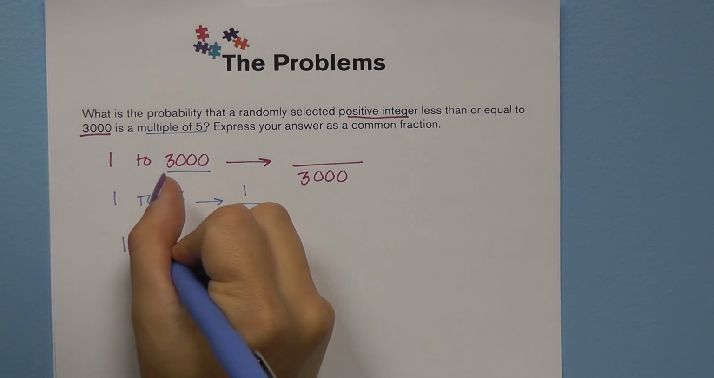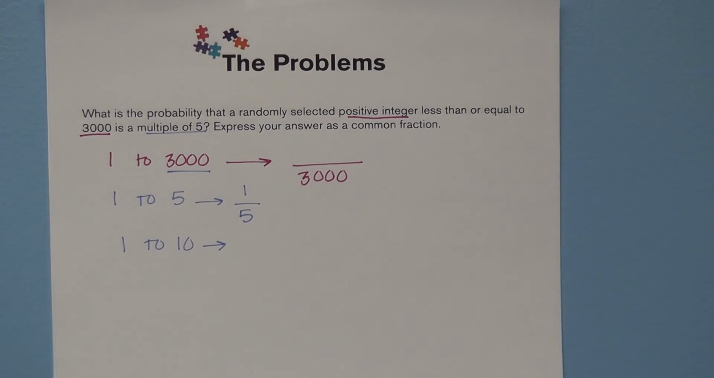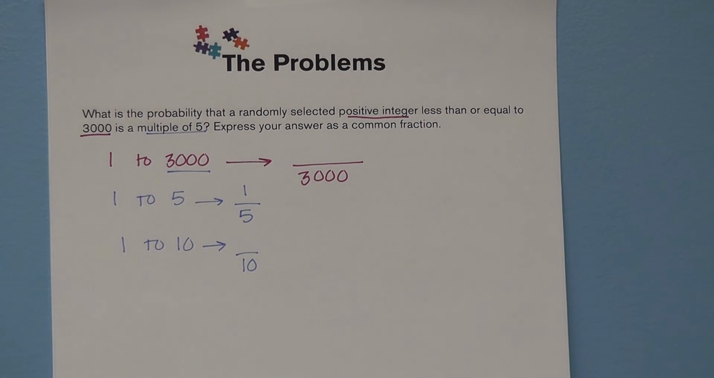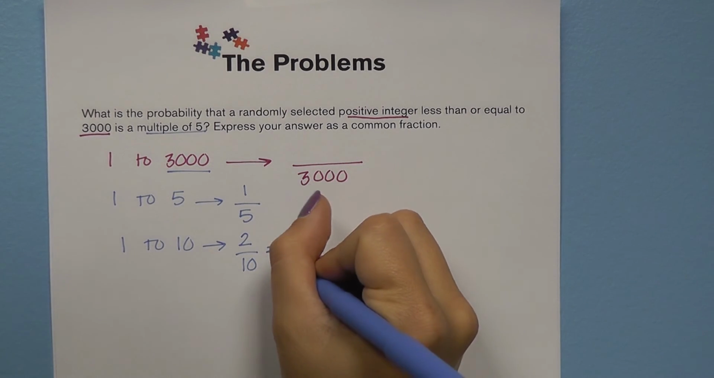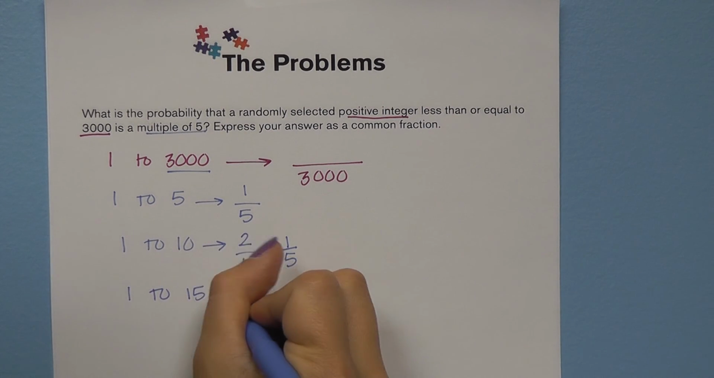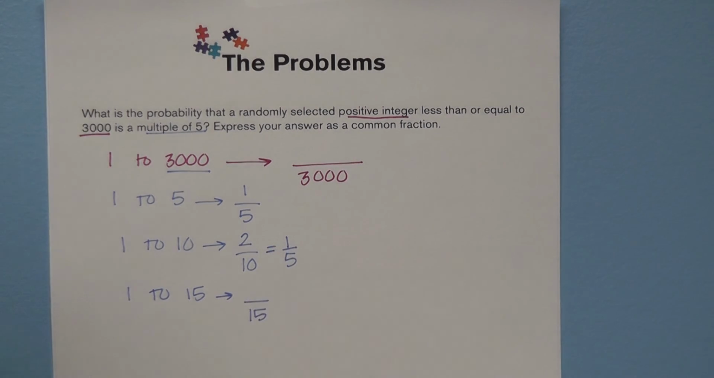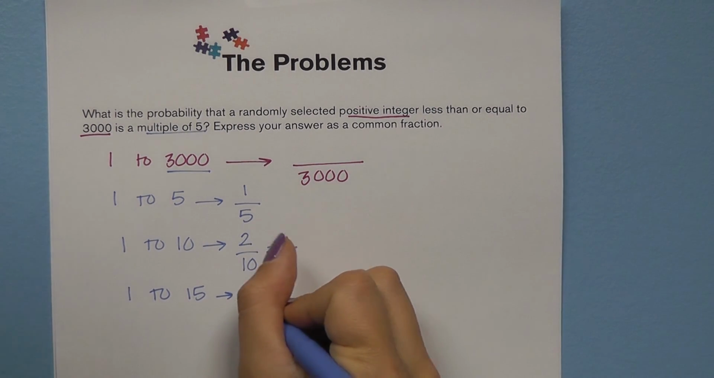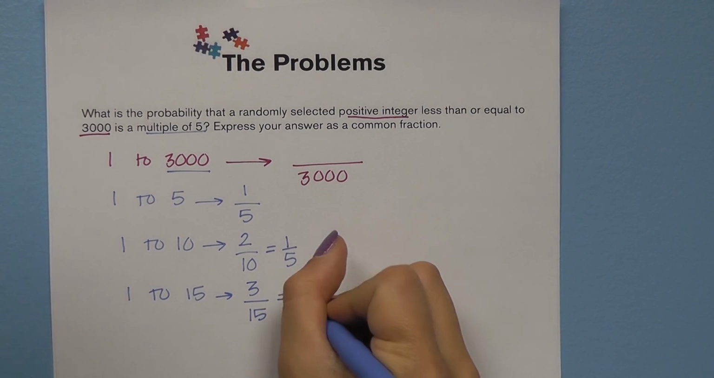All right, so what if we looked at 1 to 10? If we look at 1 to 10, then now we have 10 total outcomes, but we now have 2 multiples of 5. We have 5, and we have 10. And if we simplify that to a common fraction, we get 1/5 again. All right, let's look at one more. If we look at 1 to 15, similarly, we're going to have 15 as our total, and we now have 5, 10, and 15 as our possible favorable outcomes. So 3/15, which again simplifies to 1/5.